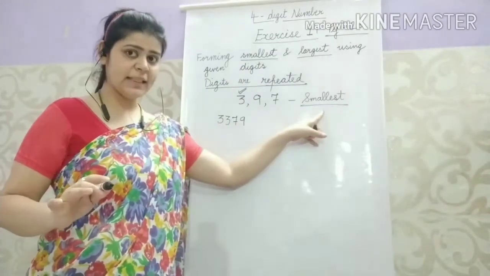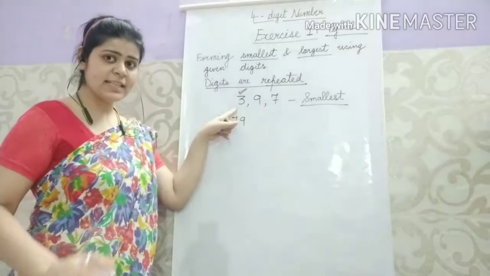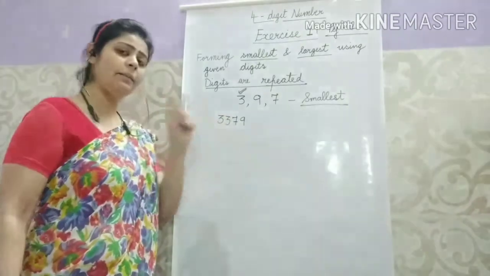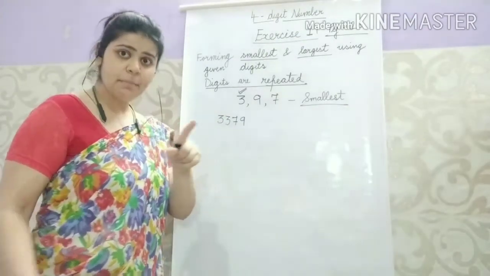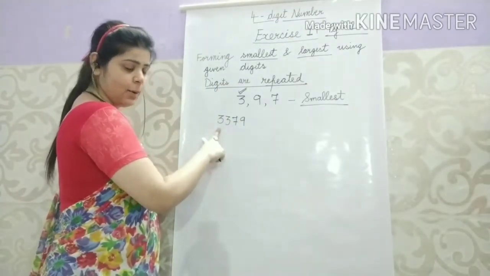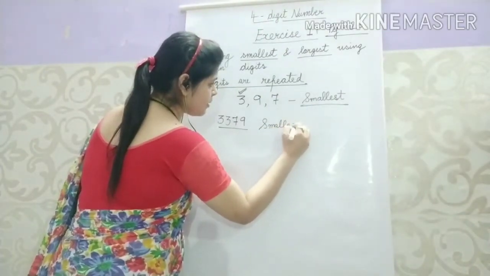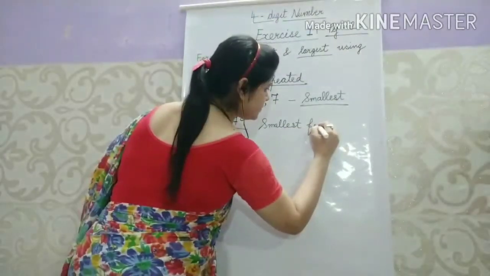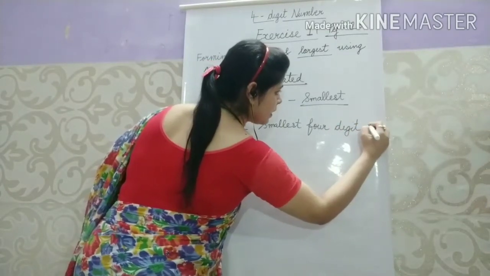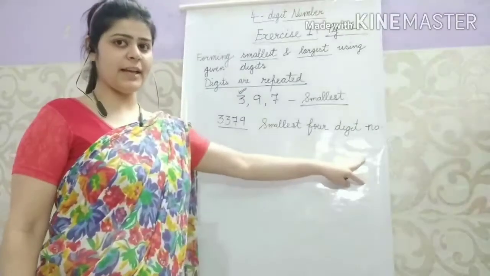If we have to make the smallest number, how will we do it? Which is the smallest number in the given numbers? Whichever is the smallest number, we will write it 2 times. That number we will write 2 times. Understood? Like this as I have written. So this will be the smallest 4-digit number. Right? This will be the smallest 4-digit number.